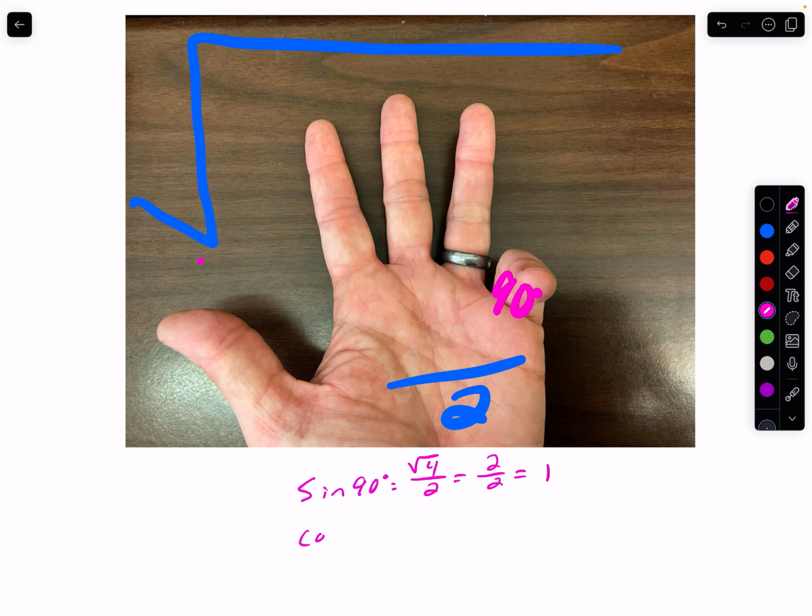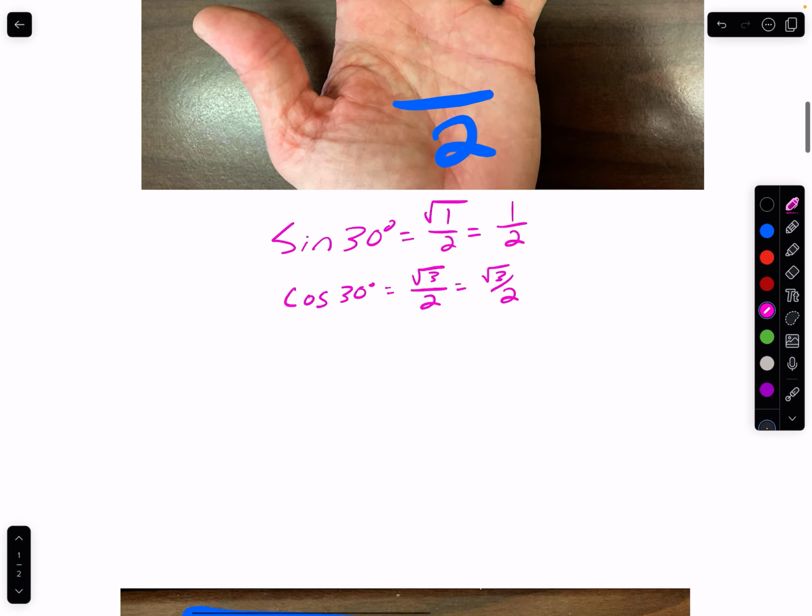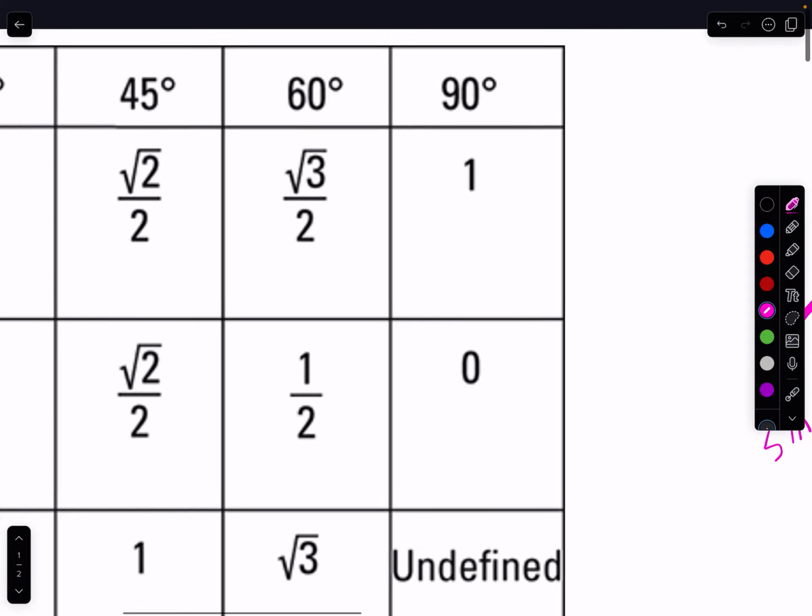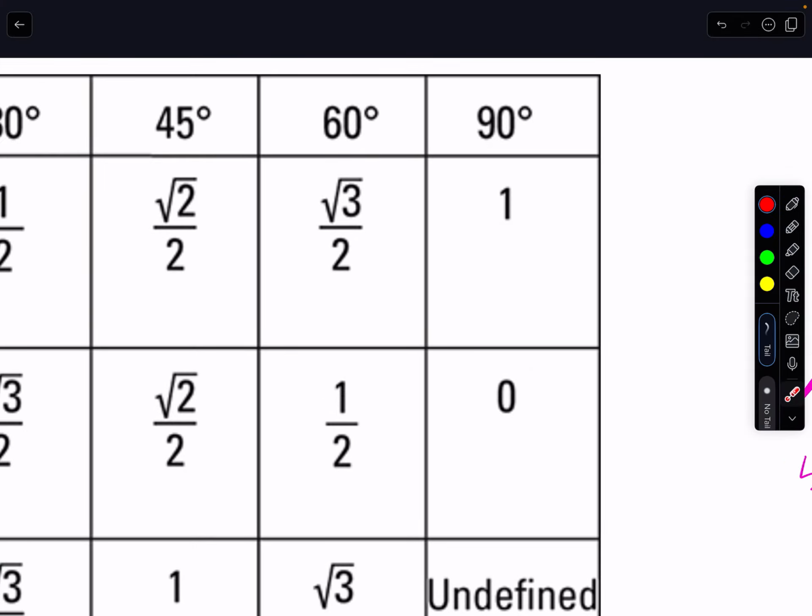And then notice if we want to figure out, what's the cosine of 90 degrees? I have the square root of, there are 0 fingers up over here, right? Because the pinky is down. So the square root of 0 is 0 divided by 2, which gives us a value of 0. So you can see here, if we rely on our left hand, we can look back up here and realize that the 90-degree values will also match up.